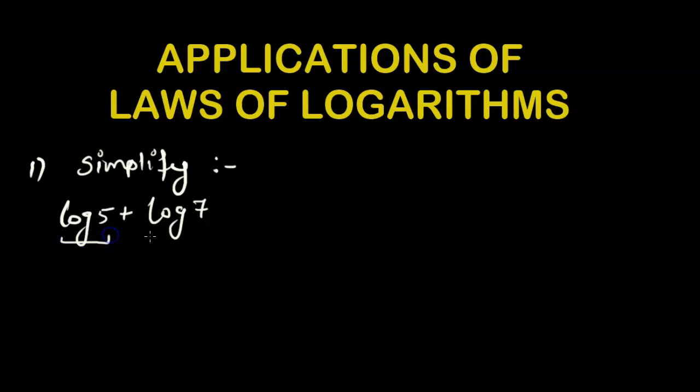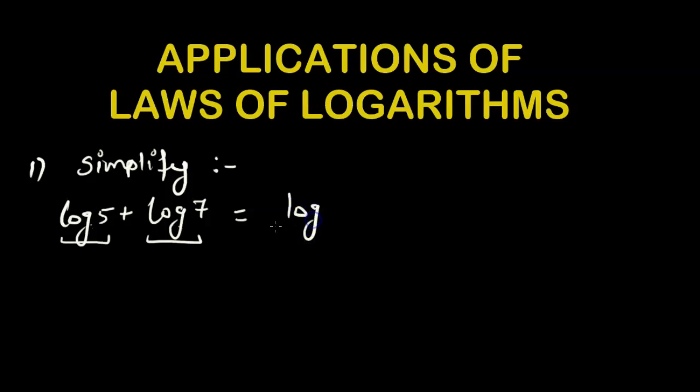Like here we have two terms of logarithms, log 5 and log 7. We can only simplify a logarithmic problem if we have the same base. And we do not see any base in either case. That means both have the base 10. So they both are the same.